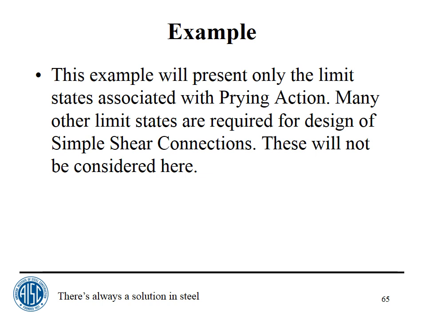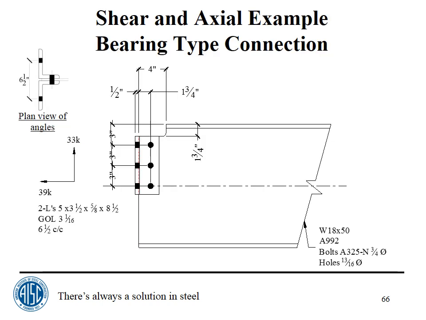All we're doing is the limit state of prying action. And we'll do it for a simple shear connection, and we'll do it for a bearing type and a slip critical connection. Here's the example. This is a beam, an 18 by 50.